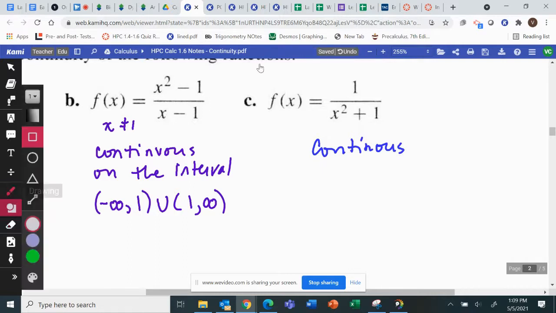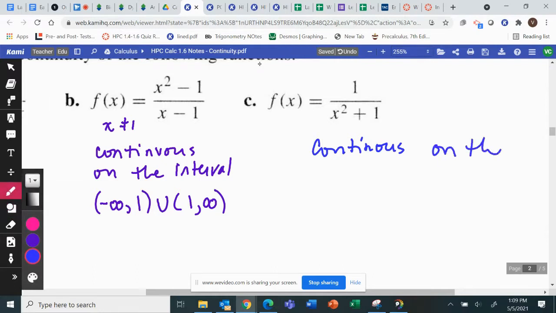Continuous on the entire real line. That's how they worded it in the book. I just copied what they said.